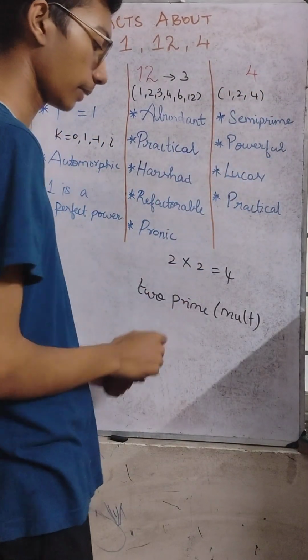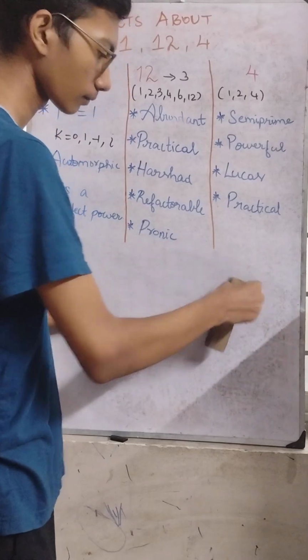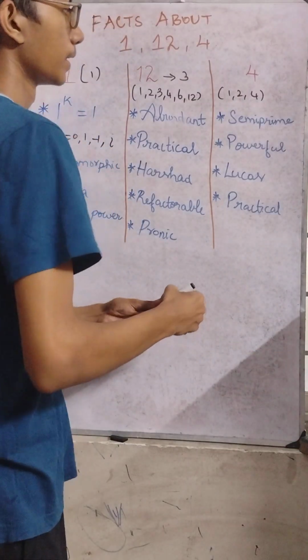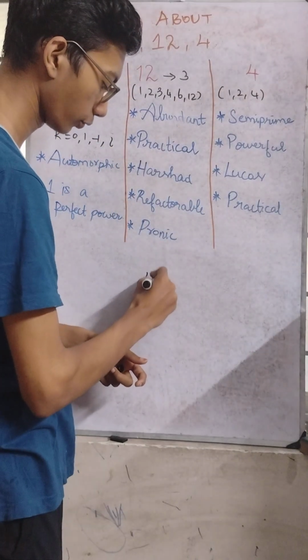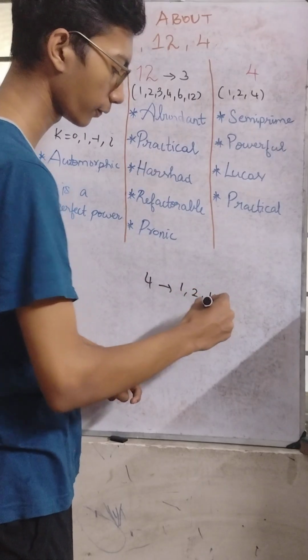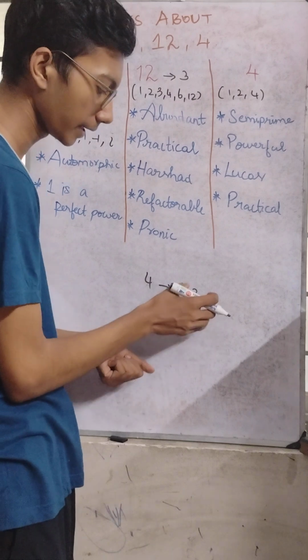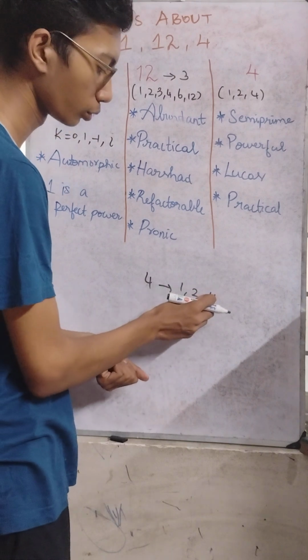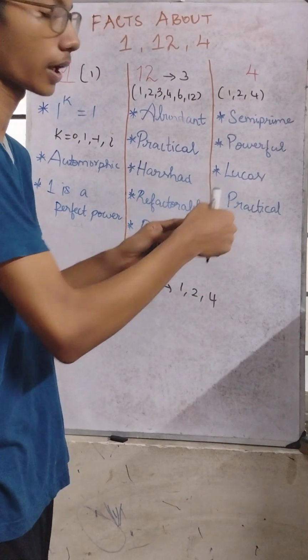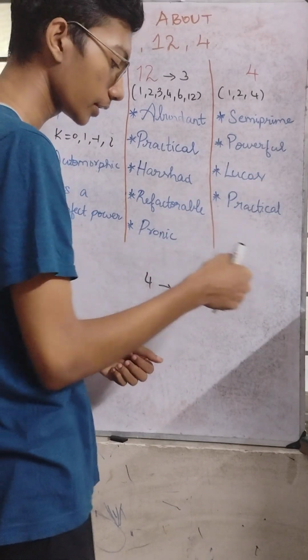So now powerful number. Let's see, we have the number 4 and its divisors are 1, 2 and 4. Okay, we will get to powerful number at the last, because this Lucas is a very interesting one.